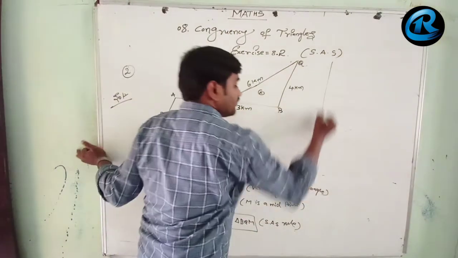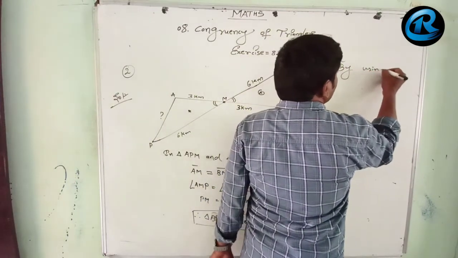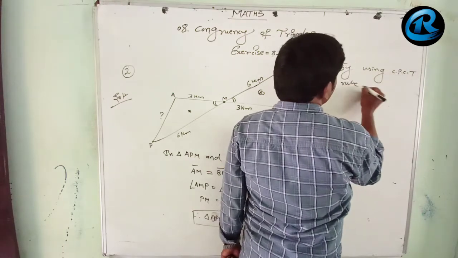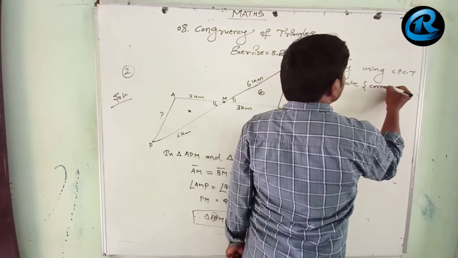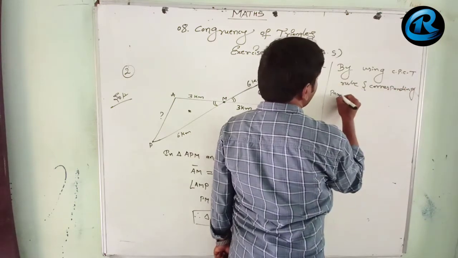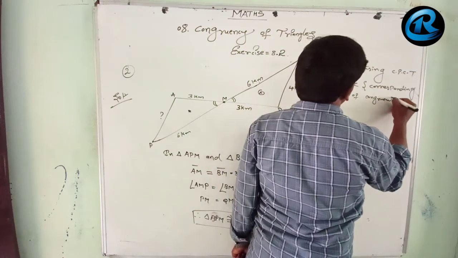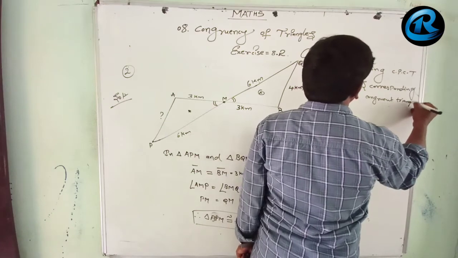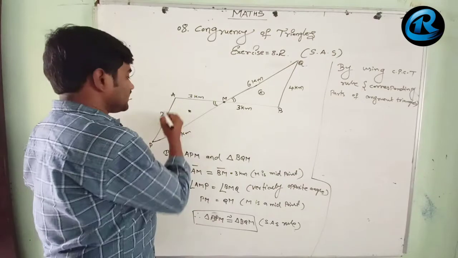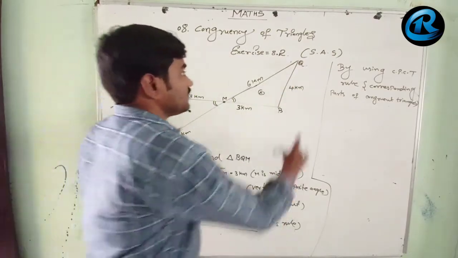Now by using, do you remember one thing, children? By using the CPCT rule, that means corresponding parts of congruent triangles rule. We can say that the remaining parts are also equal. So AP is equal to BQ.